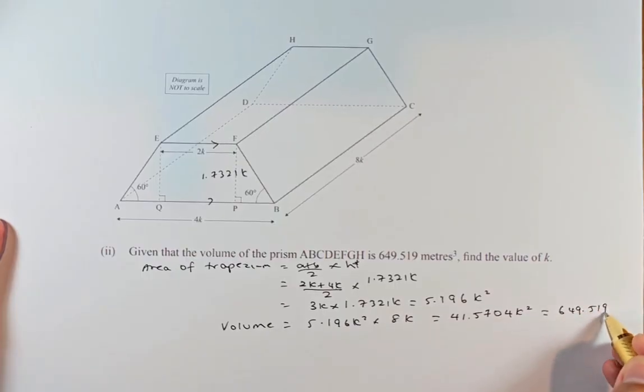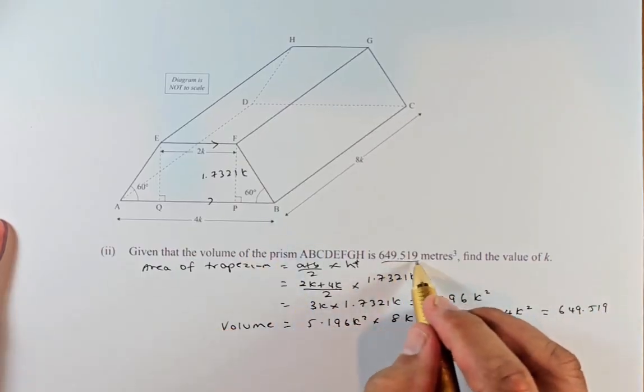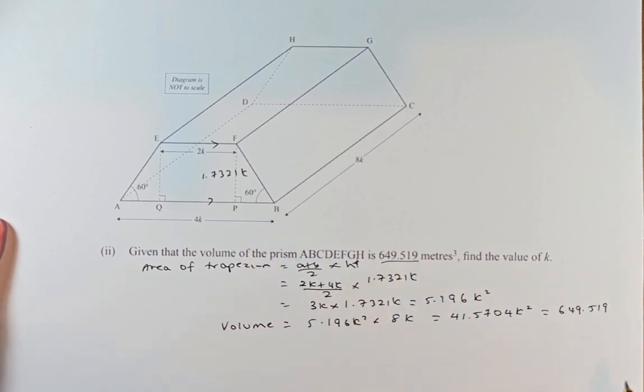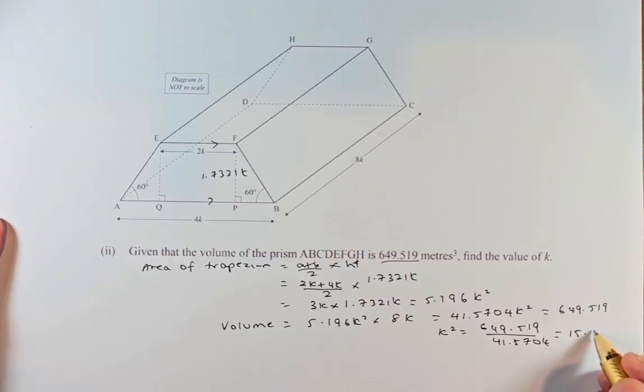And we know that the volume is given as 649.519. That's what's given there. The volume is 649.519, so that is equal to that. So first we are going to divide both sides by 41.5704. So K cubed is equal to 649.519 divided by 41.5704. I did a calculation before, it's going to be 15.625.